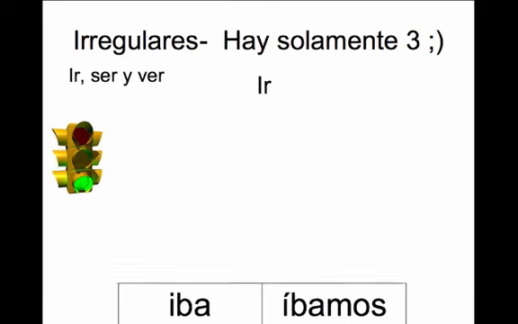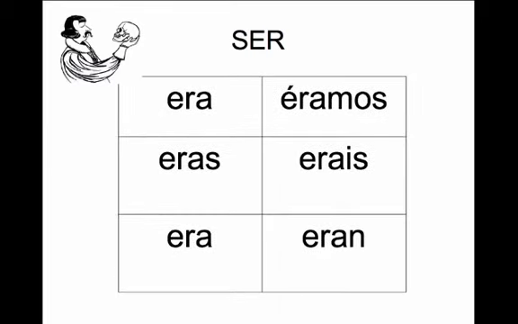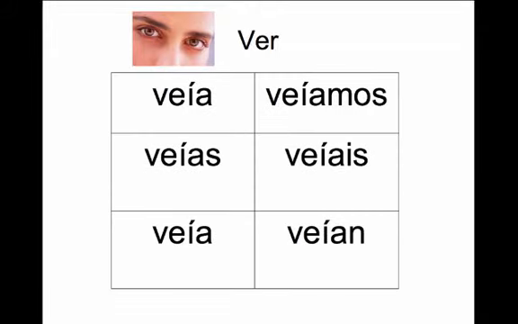Here are the forms of ir: iba, ibas, iba, íbamos, ibais, iban. Kind of strange, I know. There they are. For ser: era, eras, era, éramos, erais, eran. For ver, kind of what you may think, but you have to keep that E on there: veía, veías, veía, veíamos, veíais, veían.